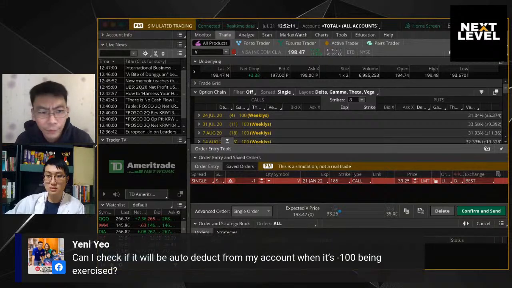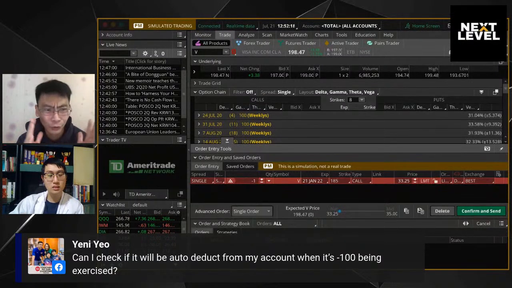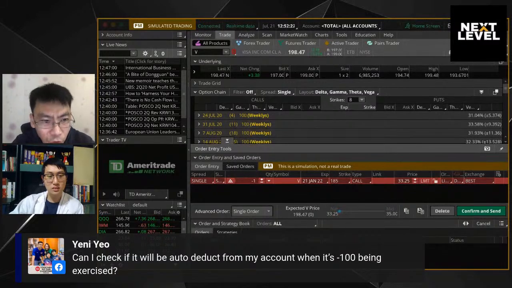Can I check? By the way, if you have any very serious problem, this is the time to ask. I'm really sorry, I never checked my messenger because there are too many messages already. Can I check if there will be an auto deduct from my account when -100 is being exercised?